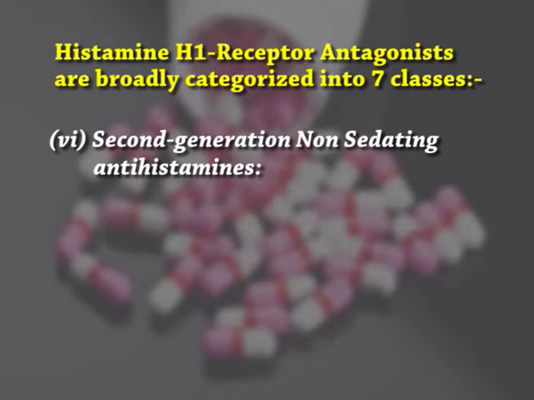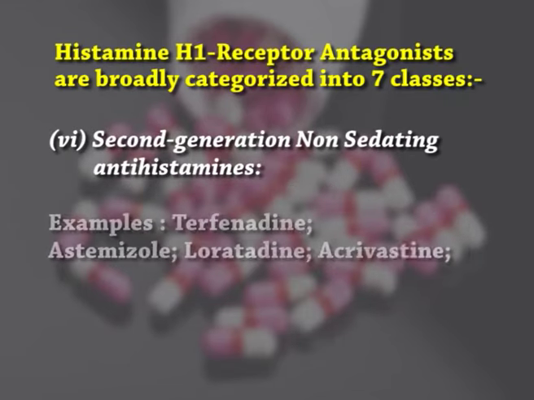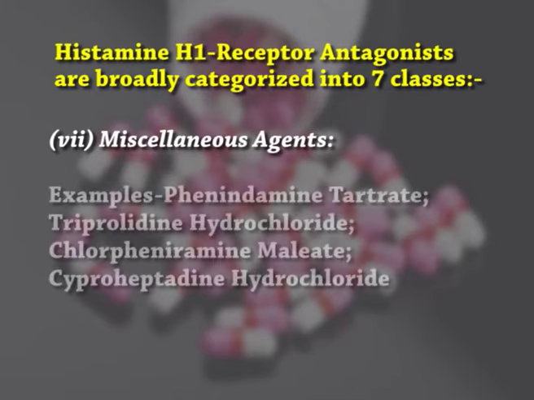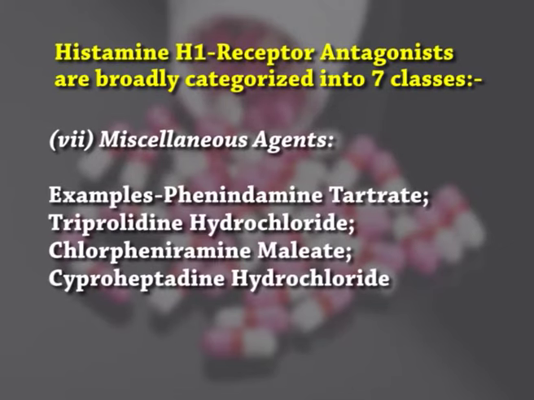Sixth is second generation non-sedating antihistamines. Its examples are terfenadine, astemizole, loratadine, acrivastine. And seventh is miscellaneous agents. Its examples are pheniramine tartrate, triprolidine hydrochloride, chlorpheniramine maleate and cyproheptadine hydrochloride.